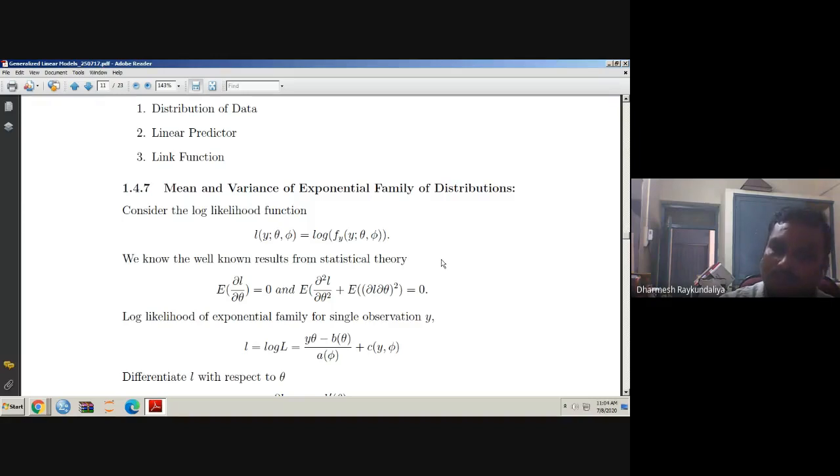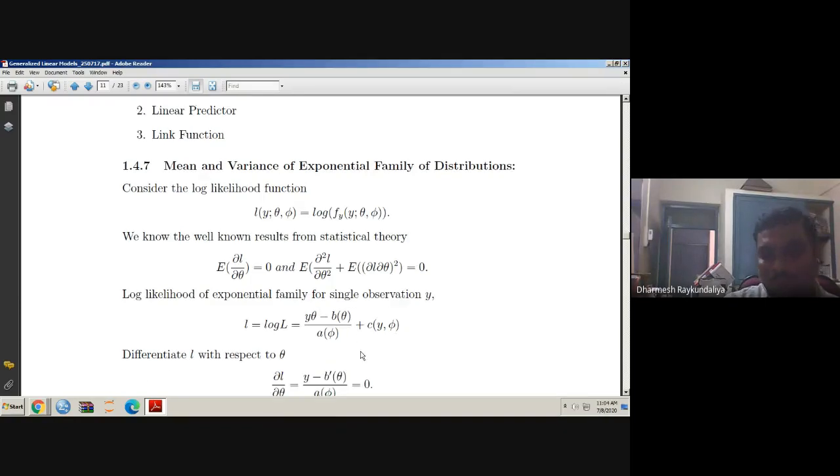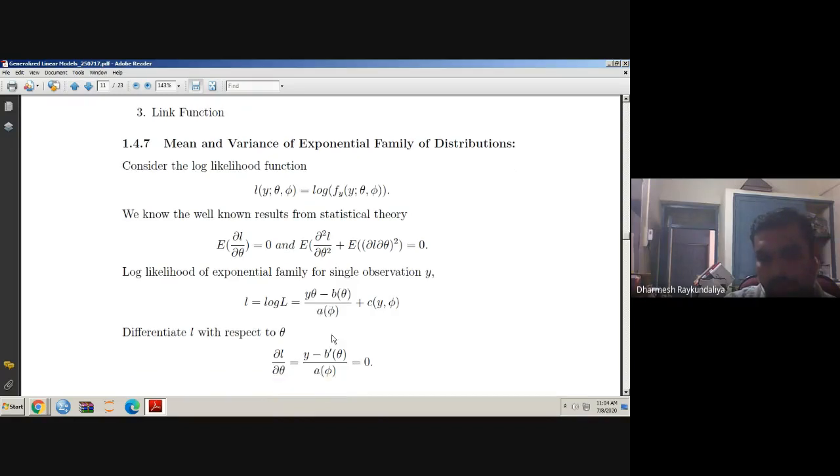If we write the log likelihood of the exponential family, L is equal to log of f. So what we get is y theta minus b theta upon a phi plus c y phi. Why? Because this entire quantity is in the power of e, and when we take the log, only this quantity remains. Now if you differentiate this with respect to theta, it is a partial derivative because there are two parameters. So del L by del theta is equal to, what happens? 1 upon a phi is a constant.